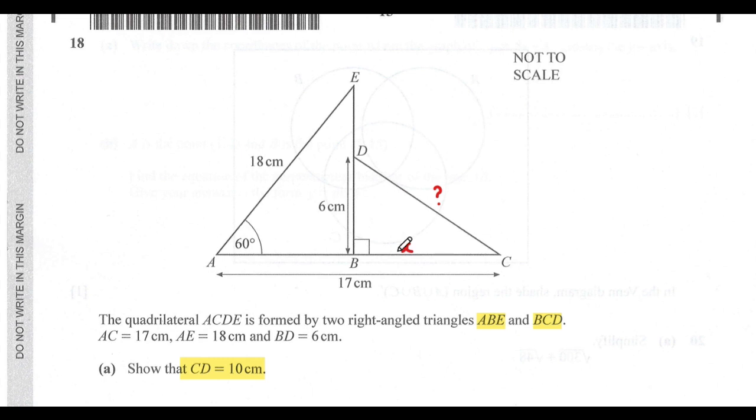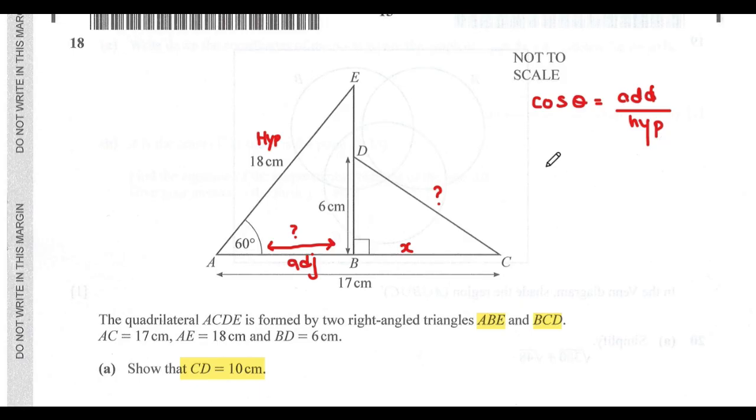Now how can we get this BC length? We know this total length is 17. If we get the length AB, we will subtract it from 17 and we will get the length BC. So now we can find the length AB first. Now for AB, this side is adjacent, this side is hypotenuse, and we have the angle which is 60. That means we can apply the cos ratio.